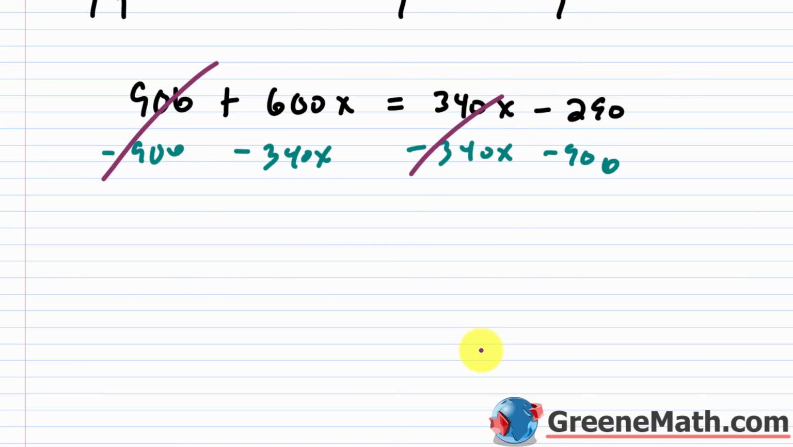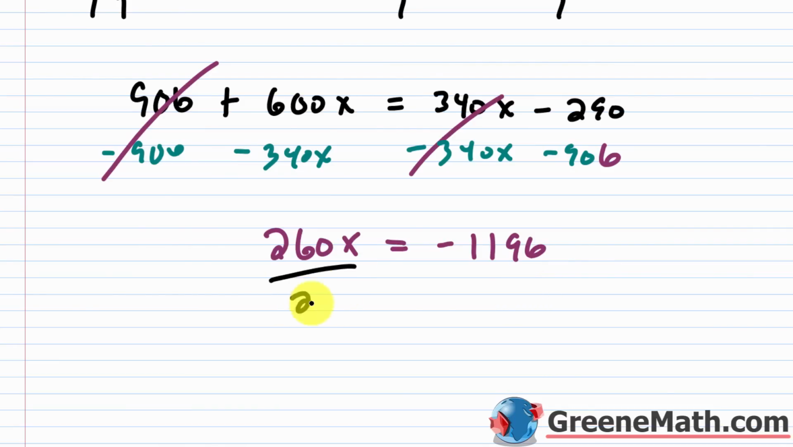So 600x minus 340x would be 260x, and this equals negative 290 minus 906. Let me make that more legible so everybody can see what that is. So this would be negative 1,196. And again, all I want to do to solve this is divide both sides by 260.